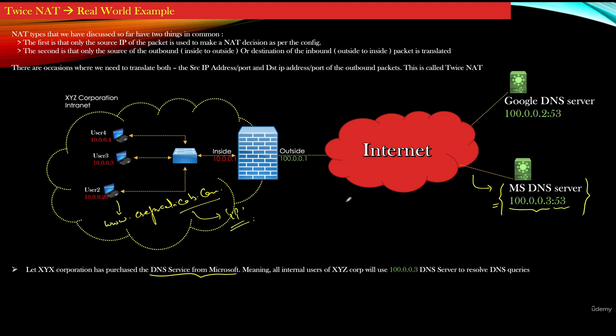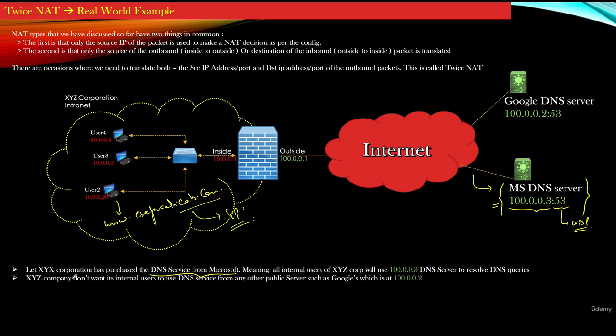As simple as that. In order to resolve DNS queries, all internal users of XYZ Corporation have to send the DNS resolution query to IP address 100.0.0.3, and this is UDP port number 53, because DNS runs on the UDP protocol. So all the employees of the corporation know in advance that in order to resolve DNS queries, they have to send the traffic to public IP address 100.0.0.3 and UDP port number 53.